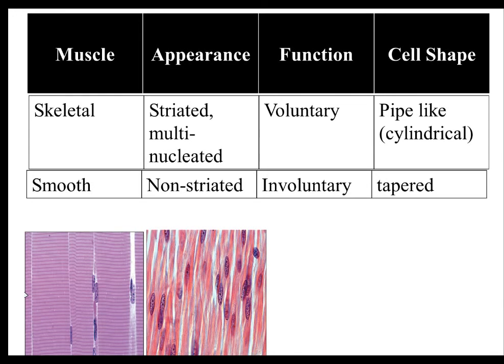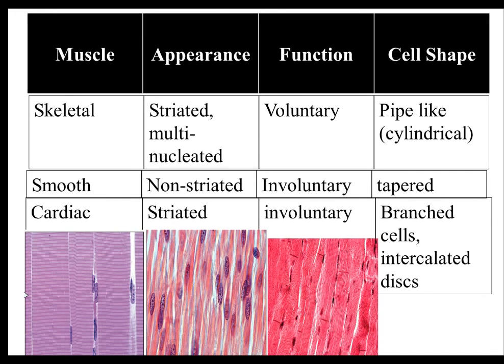Smooth muscle. Smooth muscle gets its name because it lacks striations, so it doesn't have the same internal structure as skeletal muscle. Smooth muscle is going to be found in the viscera, so your internal organs such as your stomach, intestines, kidney. And the smooth muscle is going to be involuntary, so we do not control it. And the cells are going to be tapered, which means thick in the middle, skinnier at the ends, almost like a spindle shape.